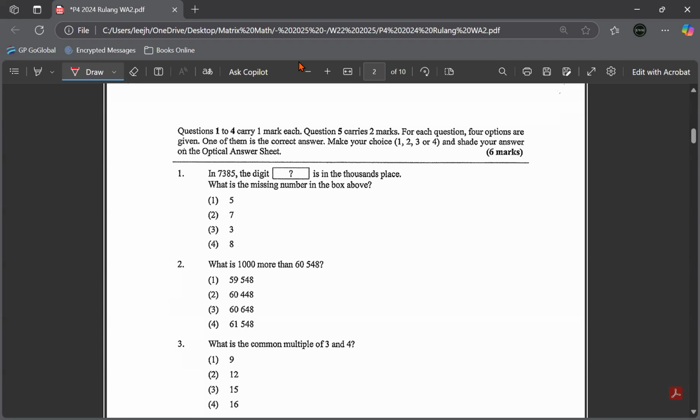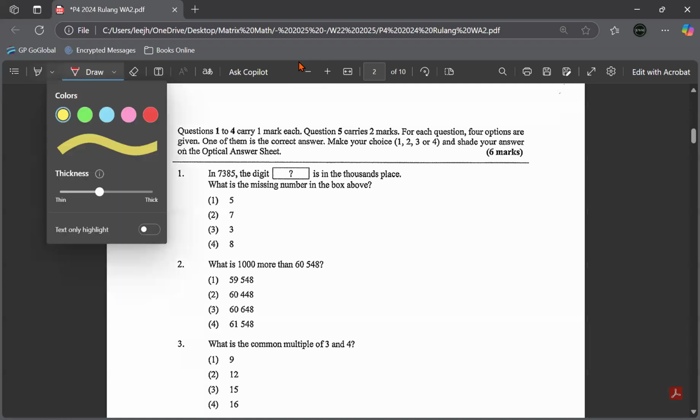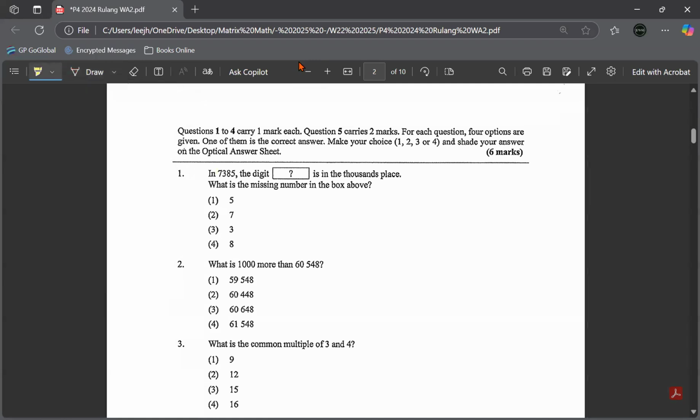Okay, so let's look at question one. In 7,385, which digit is in the thousands place? So the thousands place is none other than number 7, because this is the thousands place only one, right? So your answer is number 7, which is option number 2. So you can write number 2 here, right?